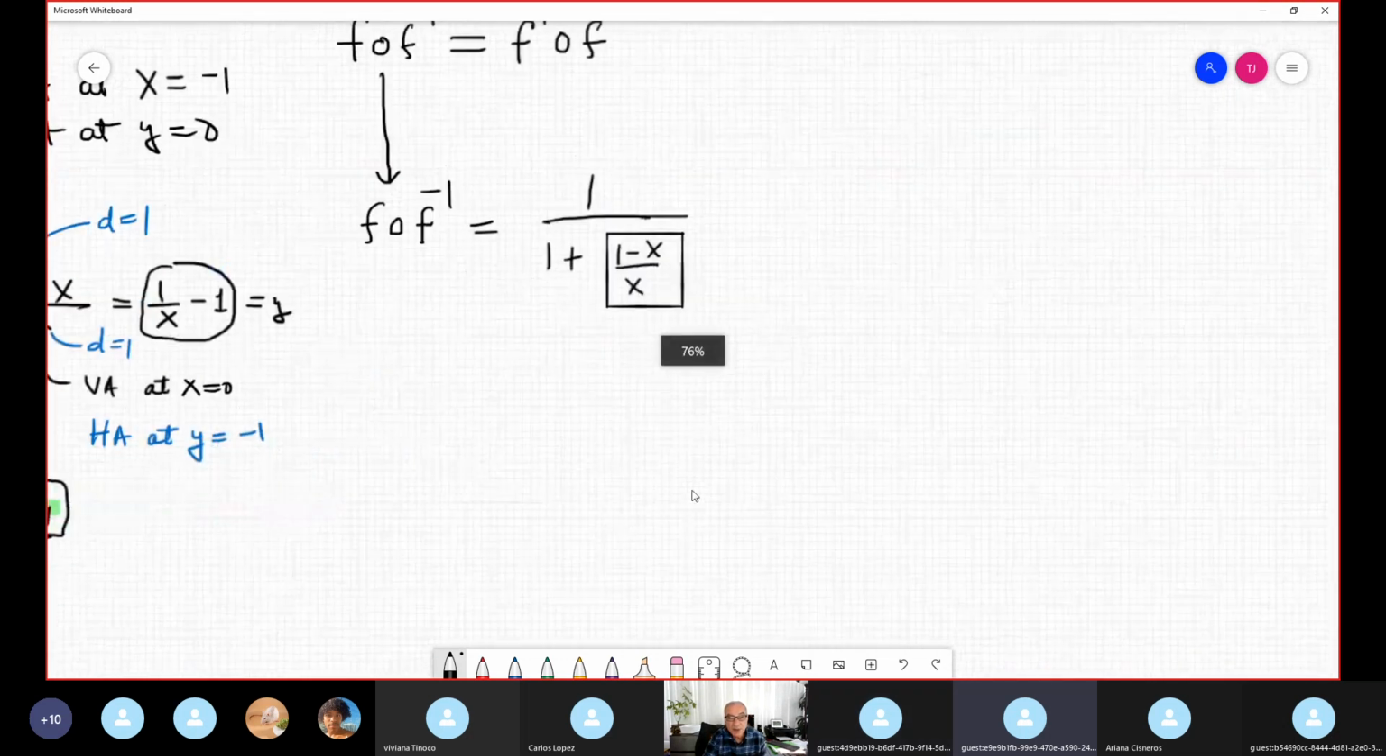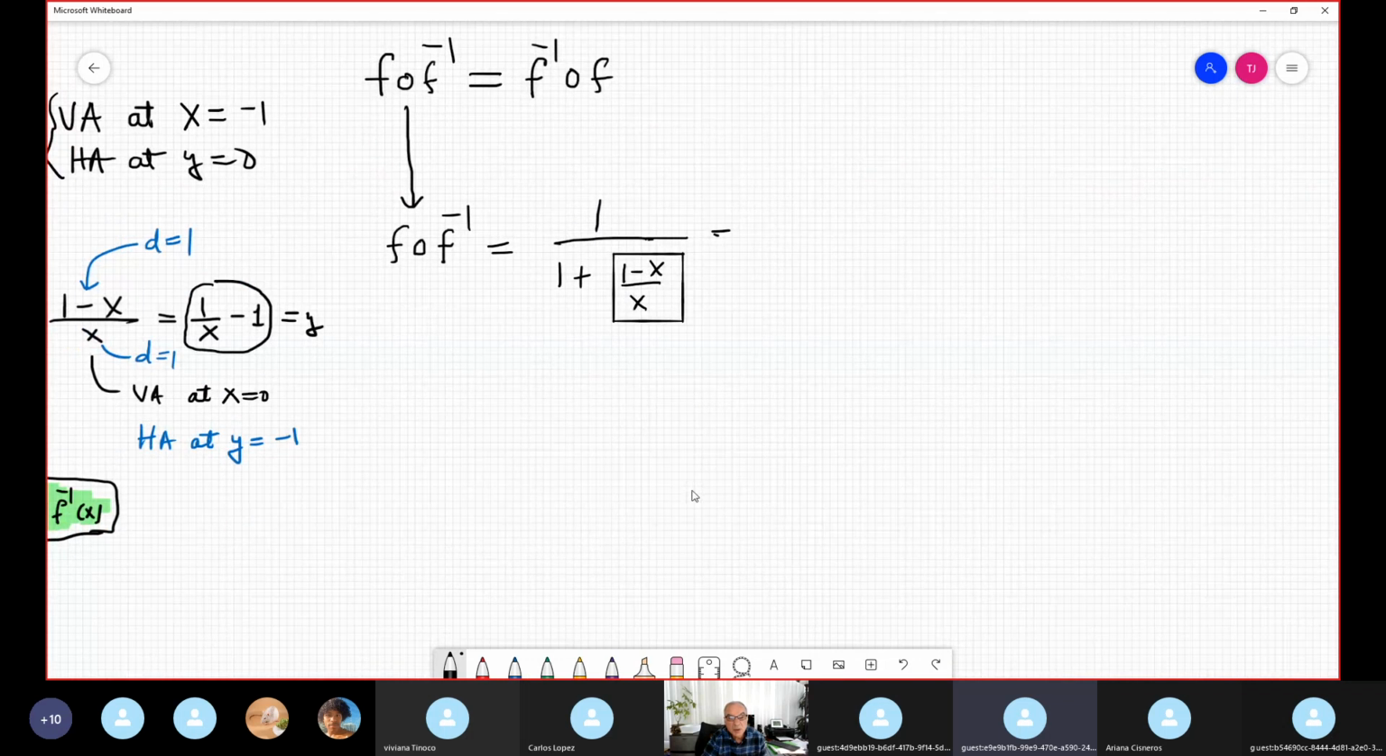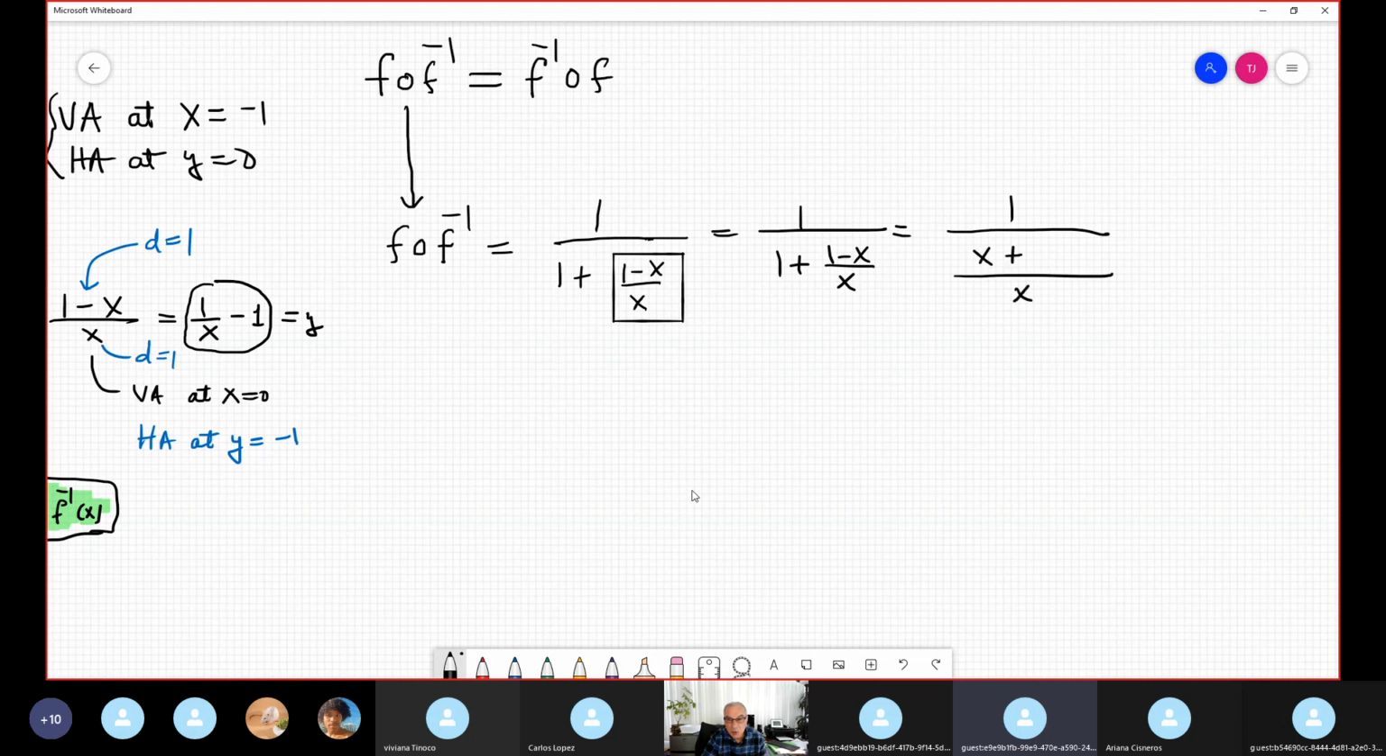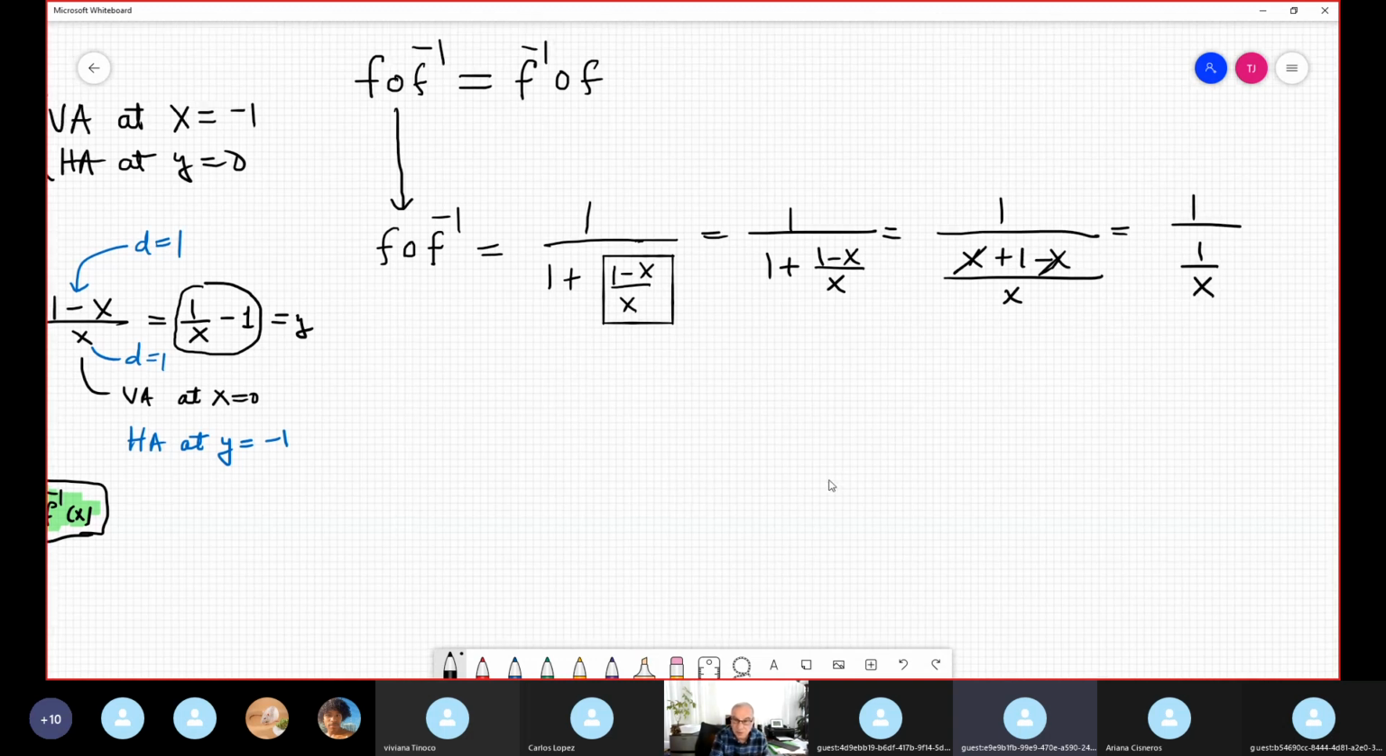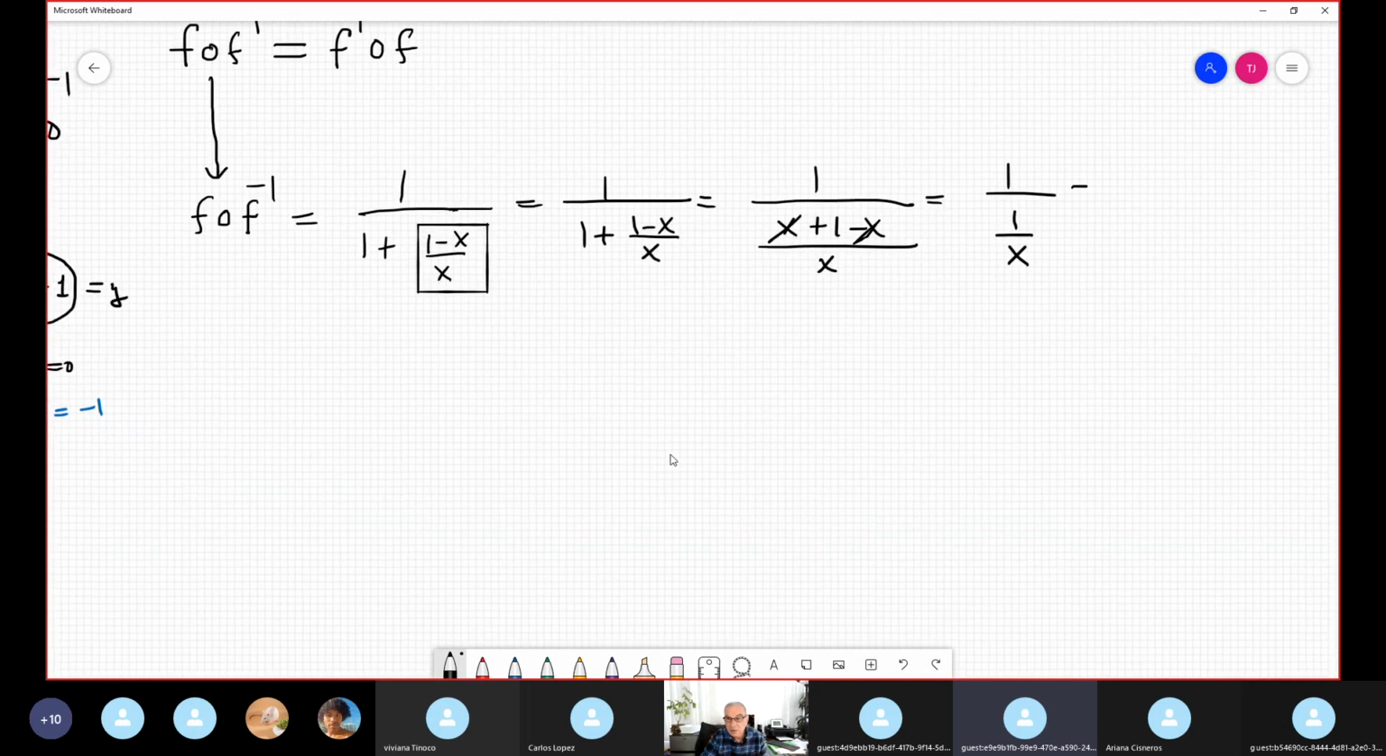Well, I rewrite again with our box. 1 over 1 plus 1 minus x divided by x. Find the least common denominator, which is x. We have x plus 1 minus x. Wow, look what happened. This cancels out and stays only 1 over x. And this is a reciprocal. And what is the reciprocal of 1 over x? It is x. Identity function. Super good.